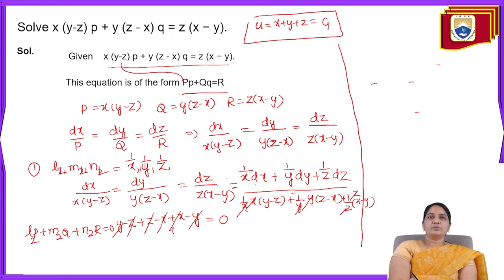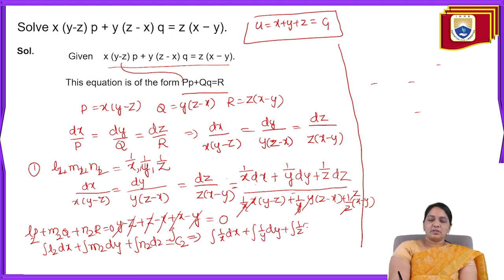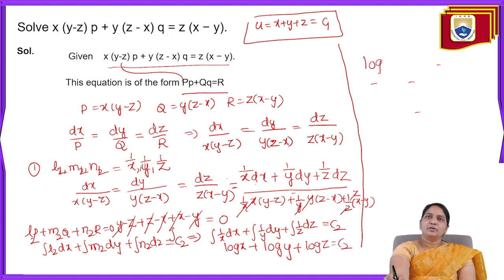So then we can write the solution. Integrate: integral L2 into dx plus integral M2 into dy plus integral N2 into dz equal to some constant. So integral 1 by x into dx plus integral 1 by y into dy plus integral 1 by z into dz equal to constant. So integral 1 by x is log x, plus integral 1 by y is log y, integral 1 by z is log z, equal to a constant. So now finally log x plus log y plus log z equal to a constant.